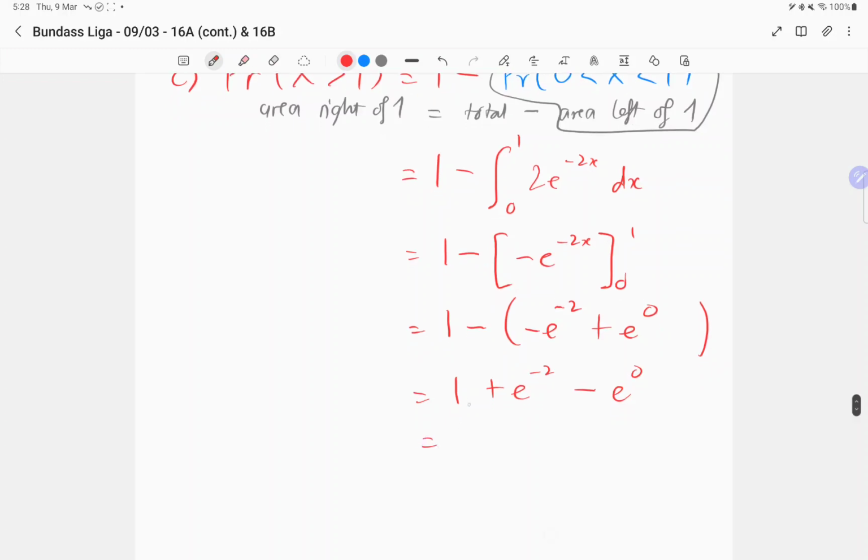And e to the power 0 is just 1. So 1 minus 1 is 0. So e to the power minus 2 is the final answer. And this is the probability of x being more than 1.